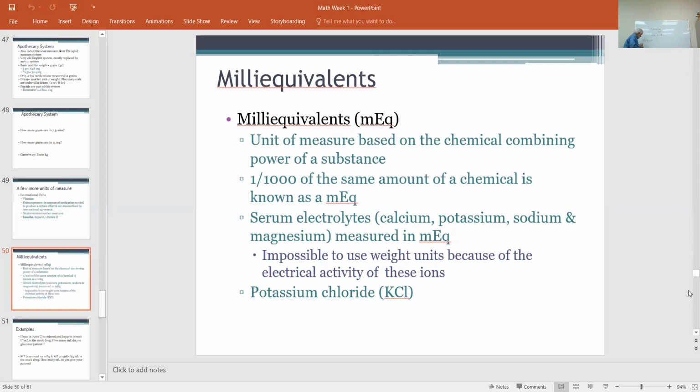Milliequivalents are based on chemical combining power, so it's things like minerals. If someone is giving you a dose of potassium, they don't give it to you in terms of milligrams. And that way we can standardize dosing across different kinds of electrolytes, all their electrolytes.